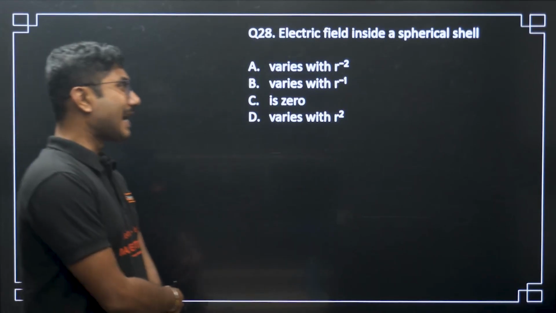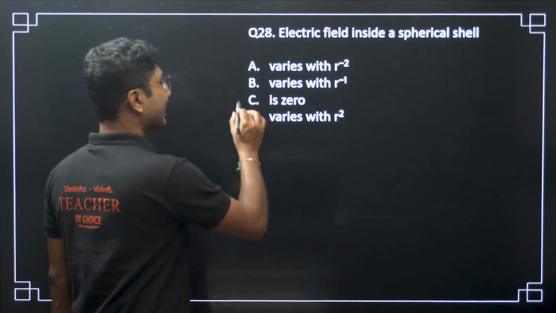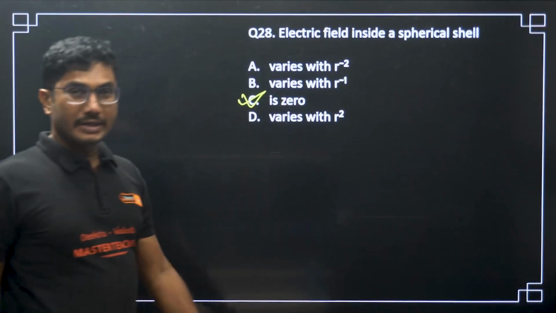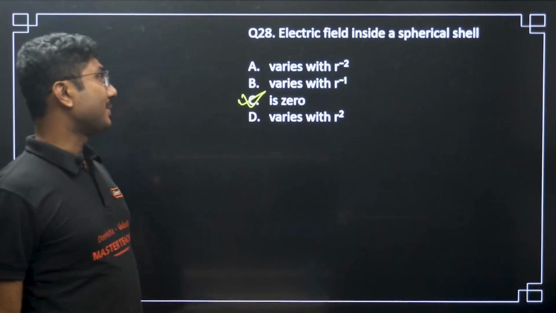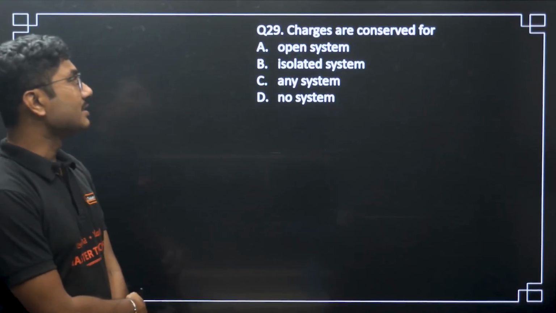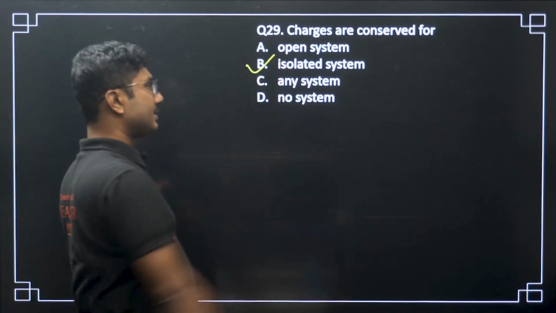Electric field inside a spherical shell is 0. Electric field is 0. Electric potential we will learn in the next chapter. Charges are conserved for an isolated system.